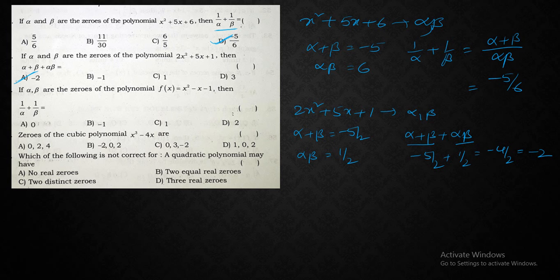Next, moving on to this question. Alpha and beta are the zeros of this polynomial, x square minus x minus 1. So what is the sum of zeros? The sum of zeros is 1.